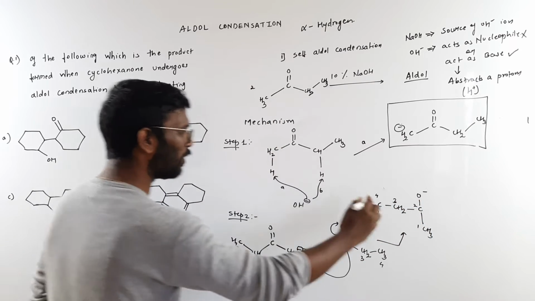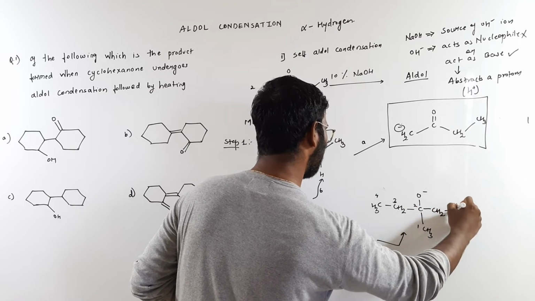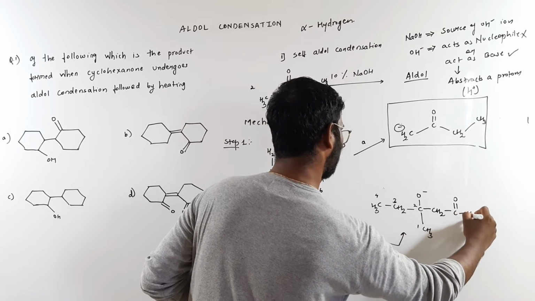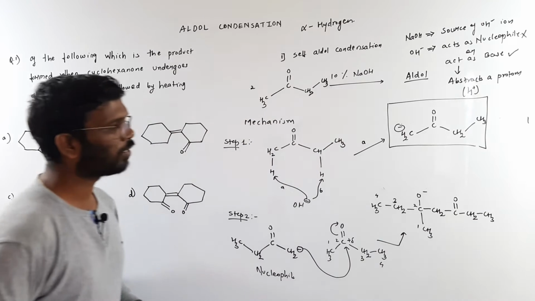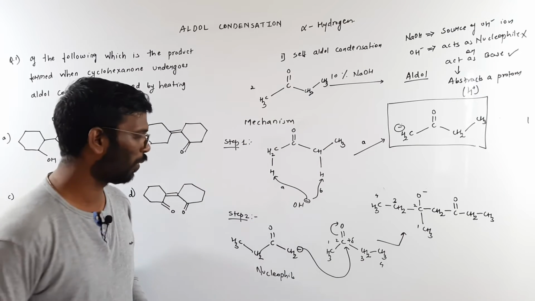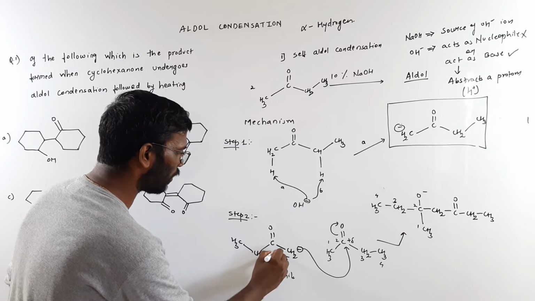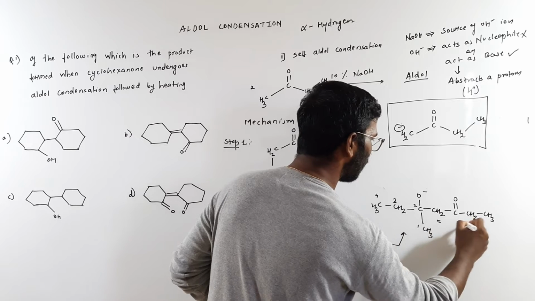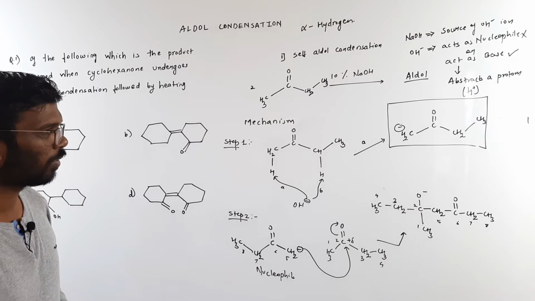This is the new group which is going to connect. Now this new group is CH2, C double bond O, then CH2, CH3. This is the new group which is being connected over here. So let's say this is the 5, 6, 7, 8 carbon. So this is how the thing is.